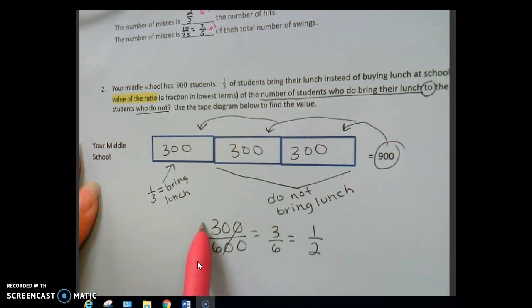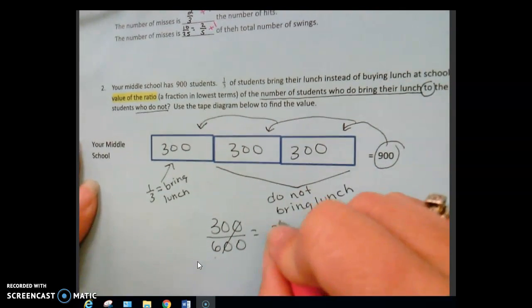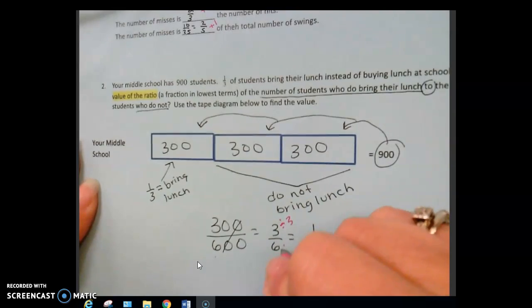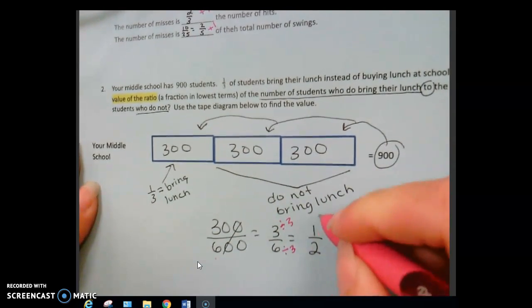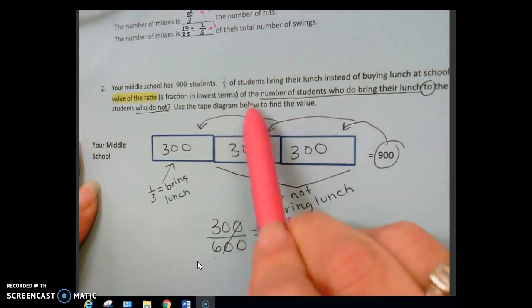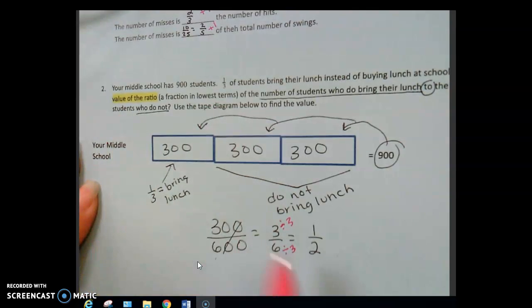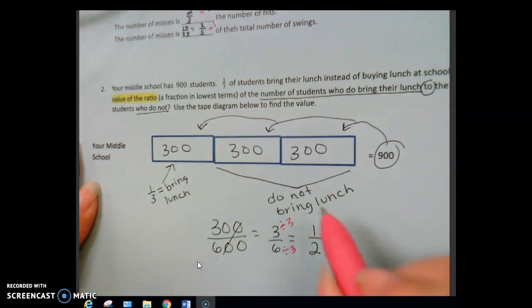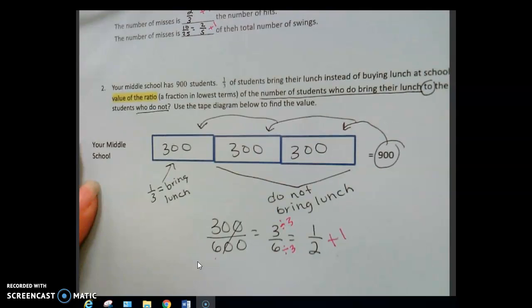So I wrote the fraction 300 over 600. I simplified right away, dividing them both by 100. Now I'm looking at 3 over 6, which simplifies to 1/2, because I divide by 3, divide by 3. So the value of that ratio is 1/2, plus 1 if you got that.